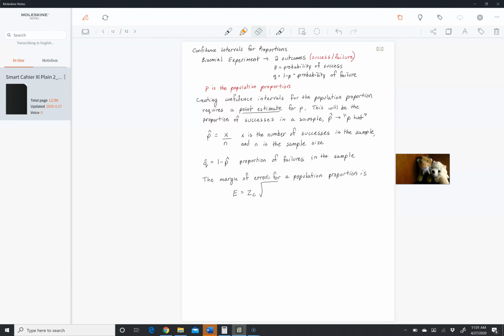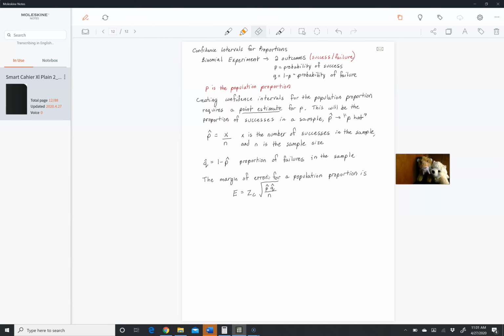So it's z sub c. Again, our binomial distribution is approximating a normal distribution. That's the assumption that we're working on here. And it's p hat, q hat, over n, and you take the square root of that. And that is what the margin of error for the population proportion is.